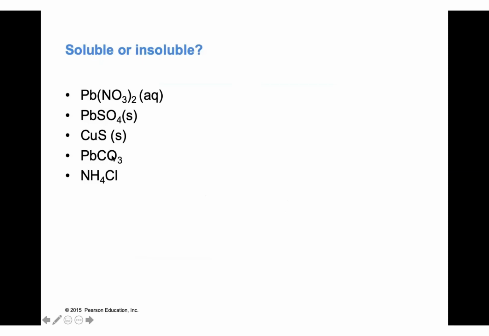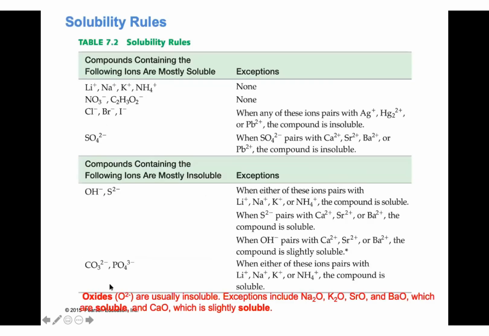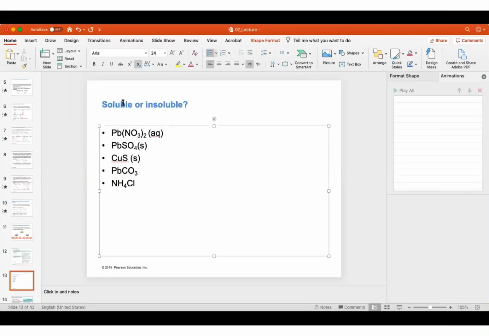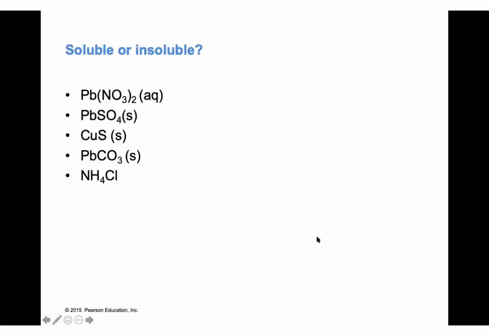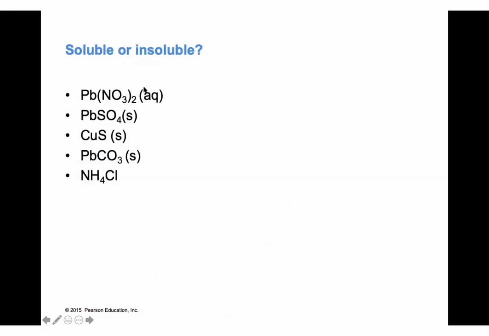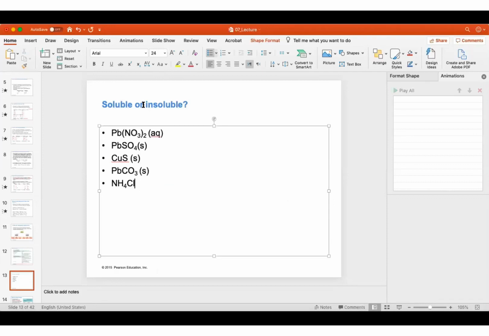What about PbCO3? So let's go to carbonate. All of them are insoluble except this. So Pb is not one of those, right? So it's gonna be solid. What about NH4Cl? All of them are soluble, right? All of the group 1A elements, NH4 compounds, and nitrates. So I'm gonna put aqueous.